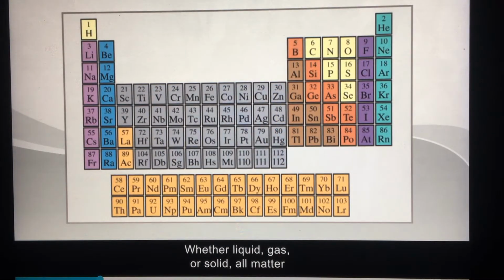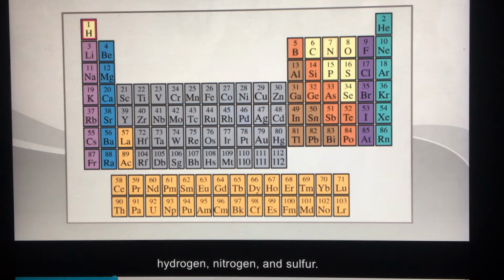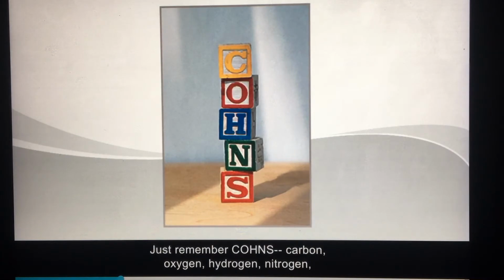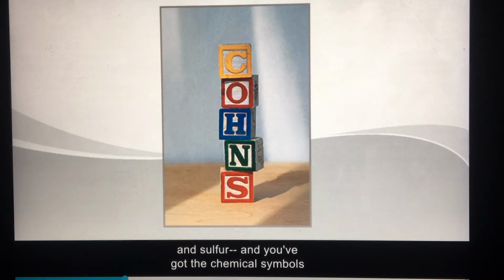Whether liquid, gas, or solid, all matter is made up of chemical building blocks called elements. There are over 100 known elements in the world. Hair is composed of 5 elements: carbon, oxygen, hydrogen, nitrogen, and sulfur. Just remember, cohns: carbon, oxygen, hydrogen, nitrogen, and sulfur. And you've got the chemical symbols for all the elements that make up hair.